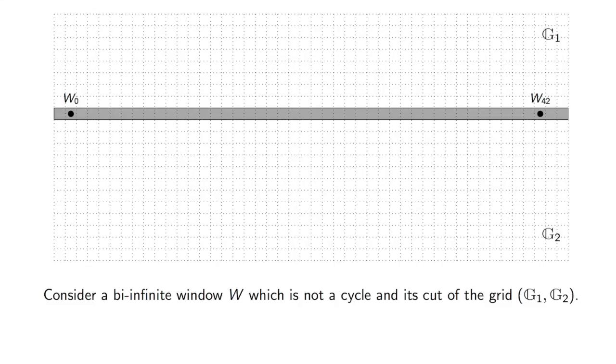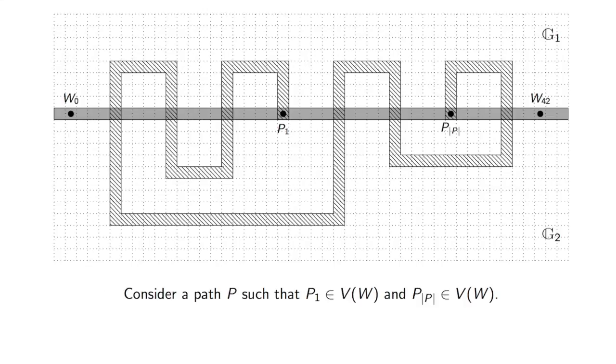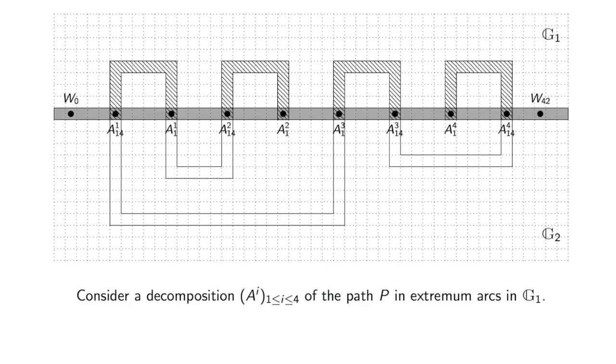This window is in gray. The graphs G1 and G2 are the cut of the grid associated to this window. Consider a path P such that its first and last positions belong to the window W. Note that P is not extremum.